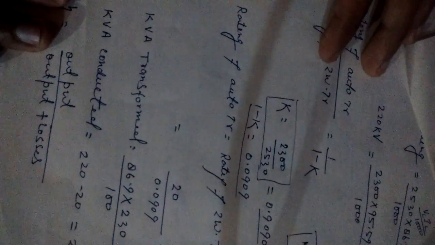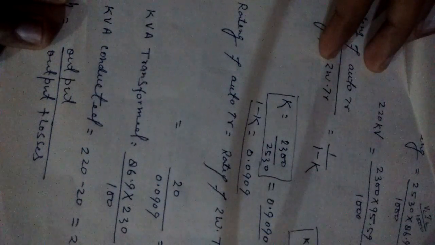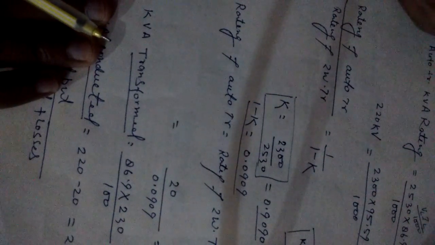Now, kVA transformed, what will be kVA transformed? We have discussed that power or kVA can be transformed in two modes in an auto transformer. First is the transformed mode and second is the conducted mode. What power will be transformed in the transformed mode? See, this winding is responsible for the power transformed mode, and this will be responsible for the conduction mode. This is the conduction mode and this winding shows the transformed mode.